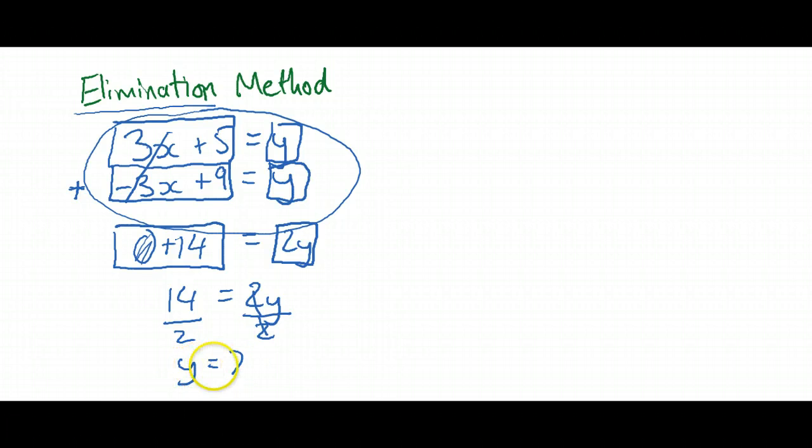Now that we've got y equals 7, this is the y coordinate for our graph, for where these two lines intersect. I don't know what these lines look like. I'm just going to say they look like this and this. And the point of intersection that we're looking for, we now know the y coordinate is 7 at that point.